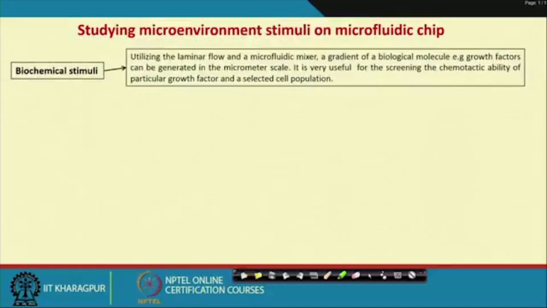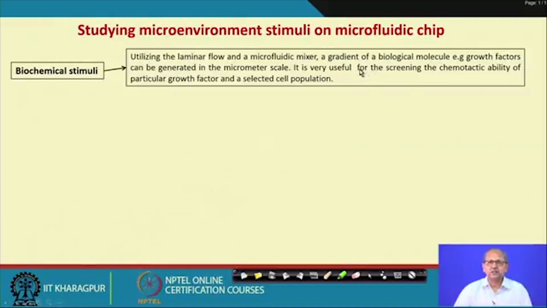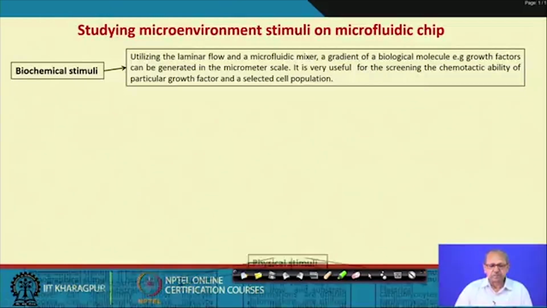So, to study the microenvironment stimuli, in a microfluidic system we can integrate a lot of chemical stimuli and physical stimuli together. Chemical stimuli have a lot of roles, particularly utilizing the laminar flow and microfluidic mixture, a gradient of biological molecules like growth factors could be generated, and it is very useful for screening the chemotactic ability of a particular growth factor on a selected cell population. That can be done by different designs of the microfluidic system.